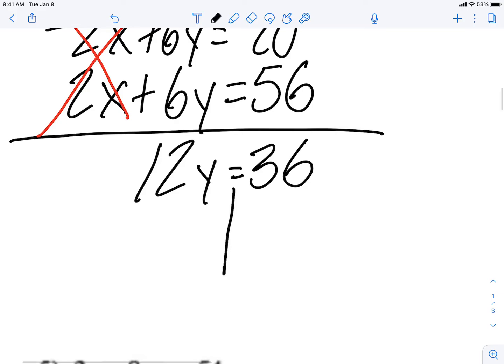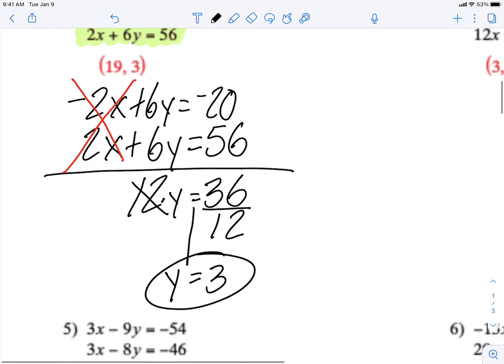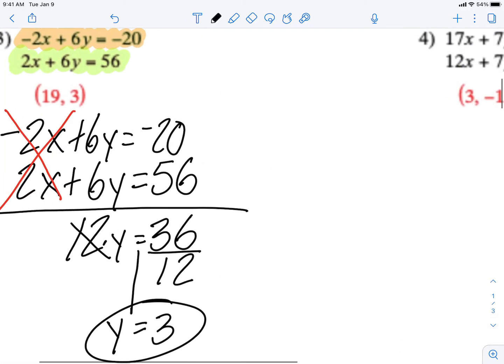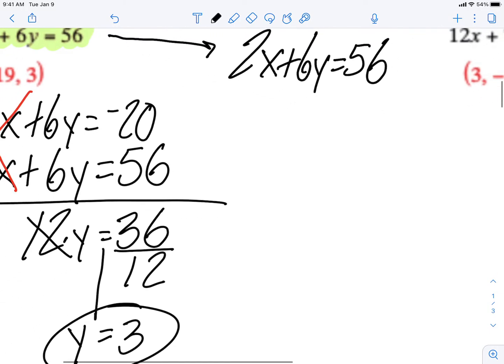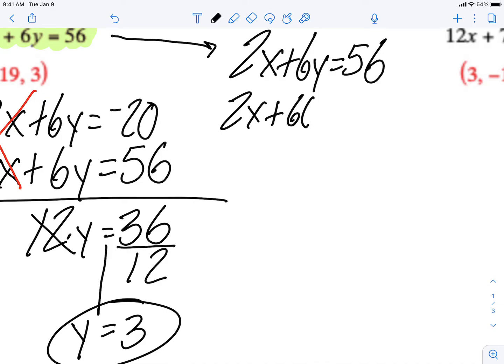The opposite of multiplying by 12 is dividing by 12. So I get 36 divided by 12 is 3. Right? So I have my y. So now I need to find my x. So let's pick this lime green. Let's copy it over. 2x plus 6y is equal to 56. Okay? So I have y, so I'm going to make this y a parentheses here. 2x plus 6 parentheses equals 56.